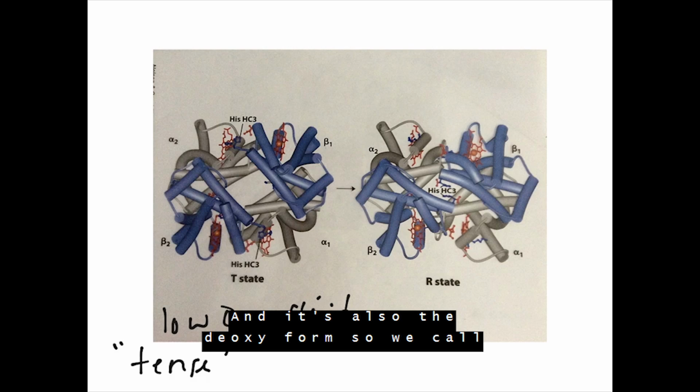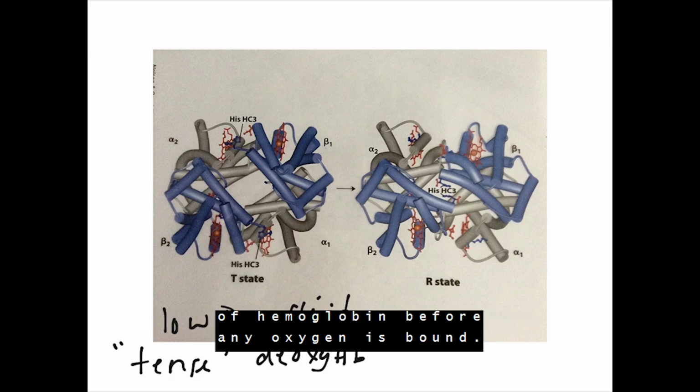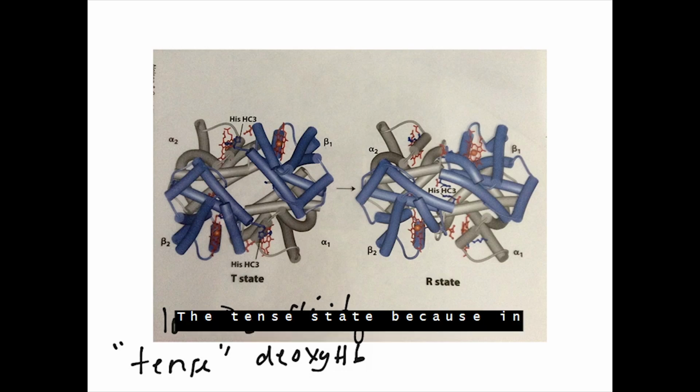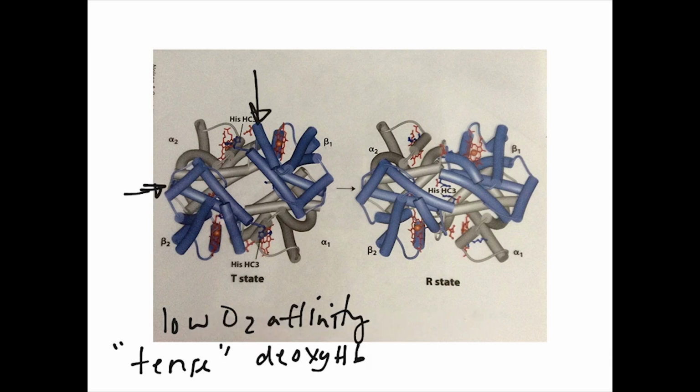And it's also the deoxy form. So we call that deoxygenated hemoglobin. So that's the structure of hemoglobin before any oxygen is bound. And they call it the tense state because in between these different monomers here, we've got these ionic interactions.